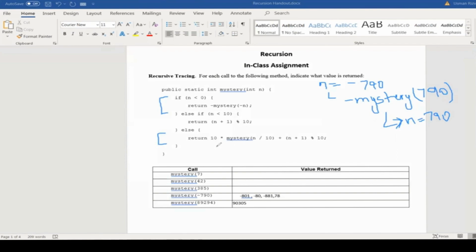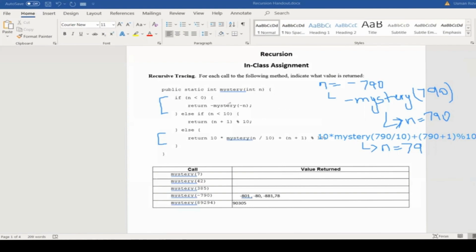All right, so now it's 790. 790 comes in here and we execute this statement. So now we have 10 times mystery of 790 divided by 10, plus 790 plus 1 mod 10, something like this. So now we have an unknown, which is this right here, the mystery part, and we need to figure that out. So this is the recursion. What is the value of n at this level? 79. So we call recursion with n equals 79.